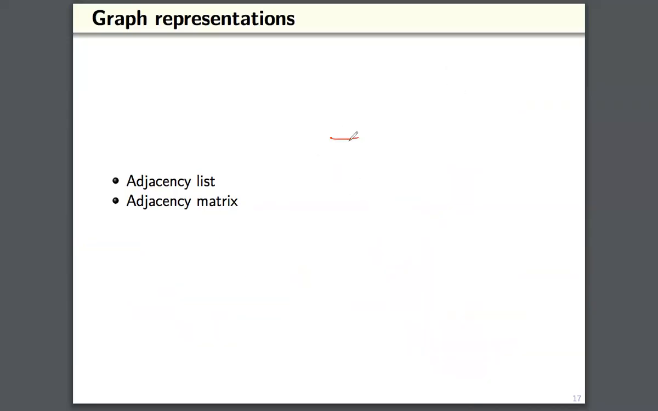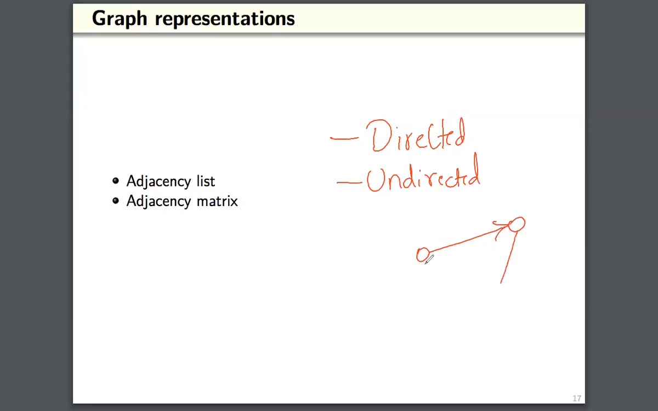As you know, there are two types of graphs: directed and undirected. What is the meaning of a directed graph? Suppose you have this. This is a directed graph. Assume that this is a road, a path between two cities. You can assume that it is a one-way road, a one-way path. This is a two-way path.